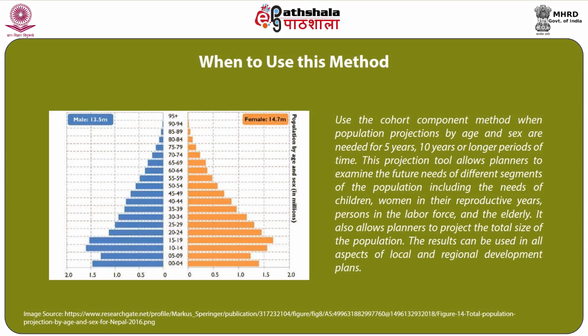When to use this method of population projections? Use the cohort component method when population projections by age and sex are needed for 5 years, 10 years or longer periods of time. This projection tool allows planners to examine the future needs of different segments of the population, including the needs of children, women in their reproductive years, persons in the labor force and the elderly. It also allows planners to project the total size of the population. The results can be used in all aspects of local and regional development plans.